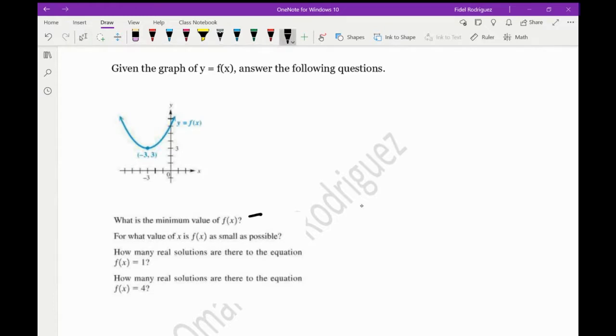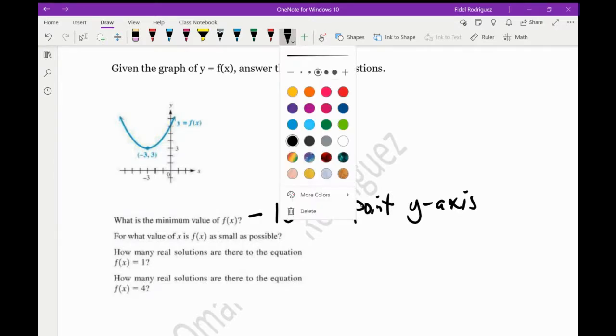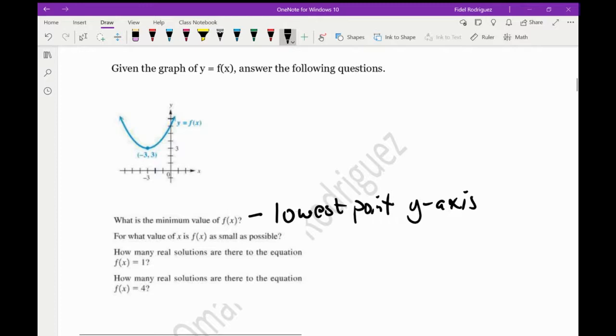What they're asking me here, what's the lowest point on the y-axis? That's what they're referring to. So when I'm doing this problem and it says, what's the minimum value? What's the lowest point? The lowest value that my graph hits is at f of x equals 3.